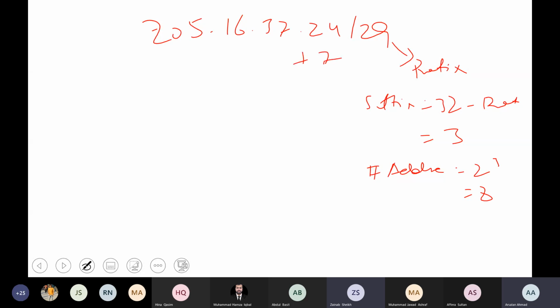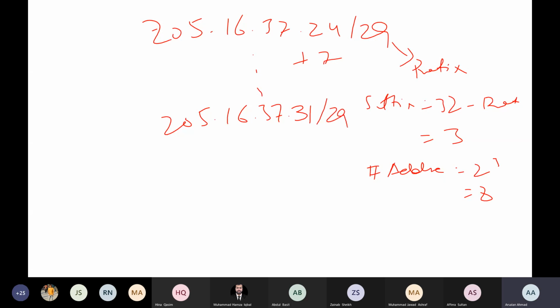So the block range will be 205.16.37.24 up until 205.16.37, you add 7 and you get what? 31/29. The easiest way is this one, because it's clear that the number of bits in the suffix region, which means the number of bits in the host ID region, is 3. And 3 means 2 raised to the power 3 is the maximum number of addresses in this block, or 2 raised to the power 3 is 8. Now dot 24 is included, so you add 7 and you get dot 31/29.